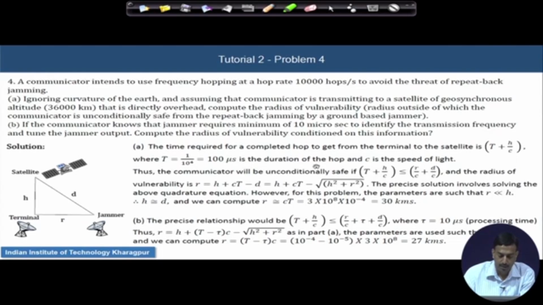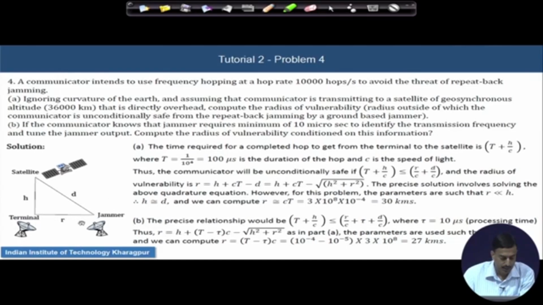We further see that there will be some propagation time involved for the entire hop to propagate from the terminal to the satellite. So the addition of these two times gives you the total time that is required for the completed hop. The t part is due to the completion of the hop, and h by c is nothing but the propagation time. C is of course the velocity of light.